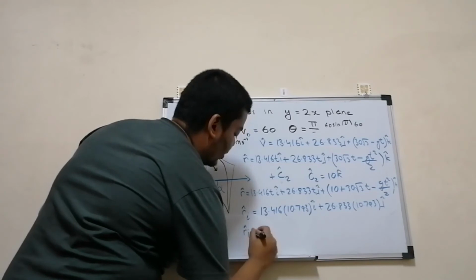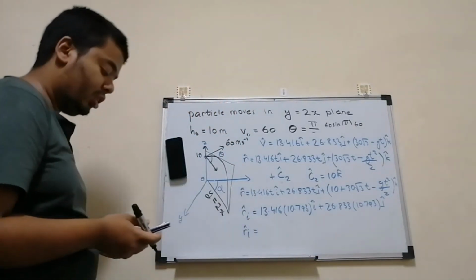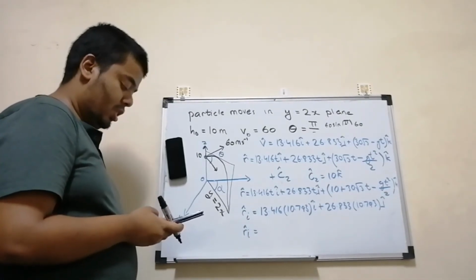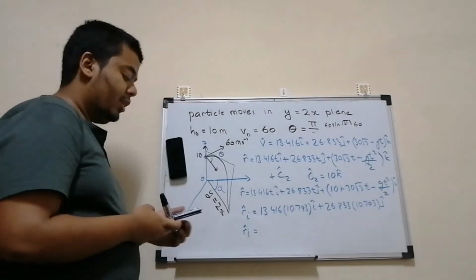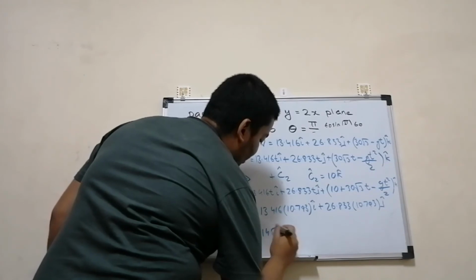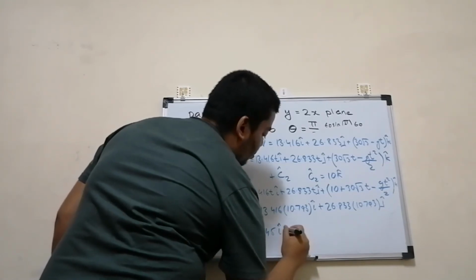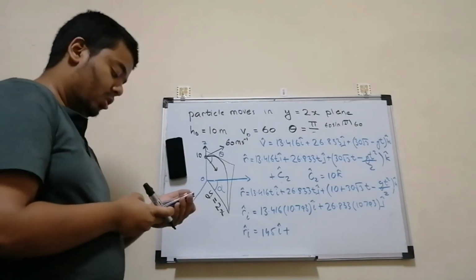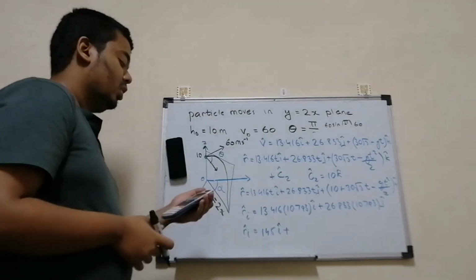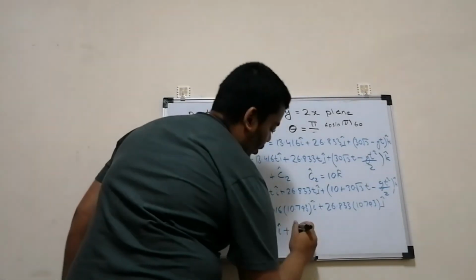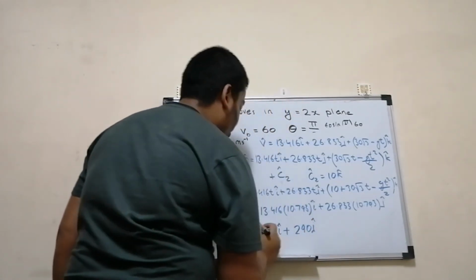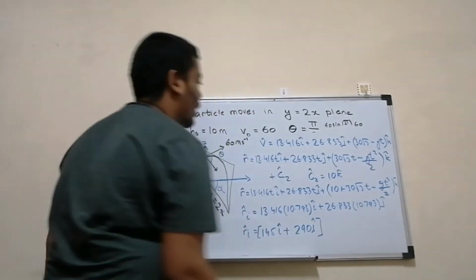So the position vector of the impact, as asked by the question, is 13.416 into 10.793. This will give me 145. Let's take 145 in the i component, and then I have 290 in the j component. This is the position vector of the particle on impact, okay?